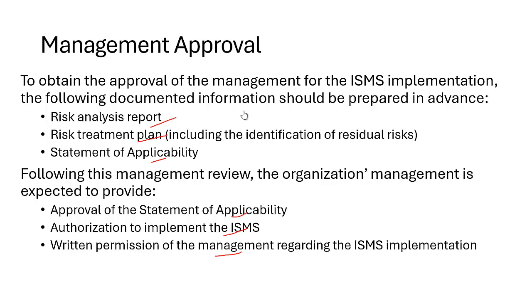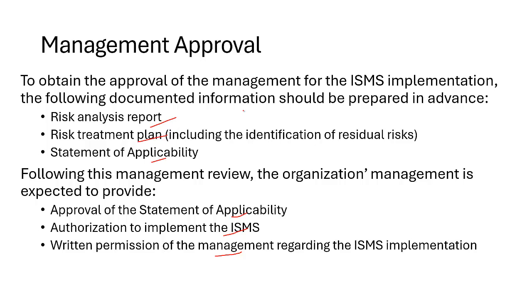So the summary is that you're done with the SOA, you have a risk treatment plan, and you have an SOA. Everything, the risk analysis report, everything we have to submit to the management. Following this management review, they are expected to provide three things: approval of SOA, go ahead and implement, authority to implement the ISMS, which is called an authorization letter, and written permission of the management regarding ISMS implementation. That is part of clause 6. Now, once you're done with this 6, we have an approval.